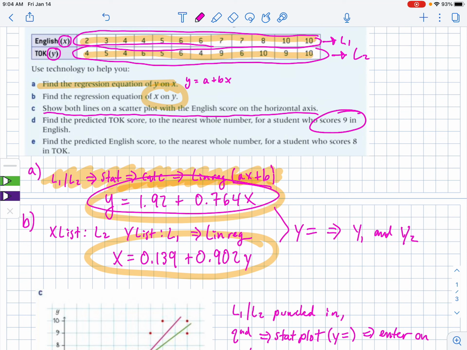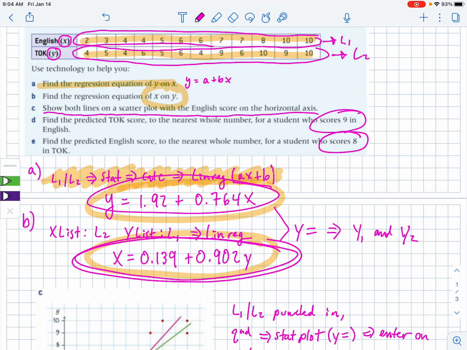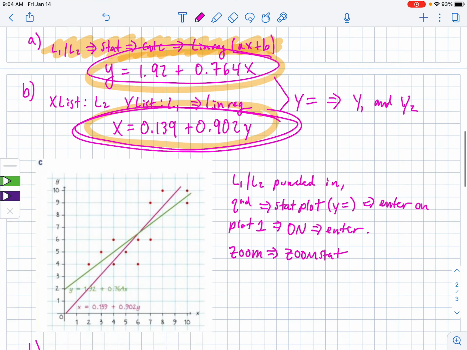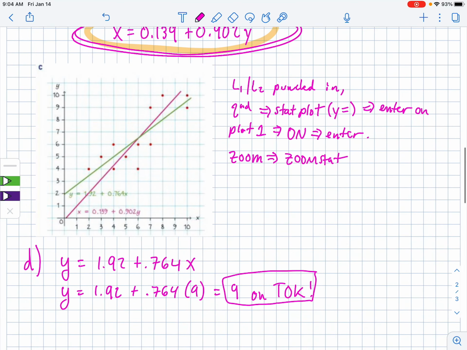Part E, party time, says find the predicted English score to the nearest whole number for a student who scores 8 in TOK. Now they're giving you a TOK score and asking you what the English is. So they're giving you a Y and asking what the X is, which means we need to use this equation right here, the X on Y.